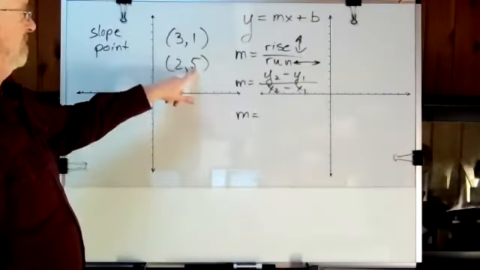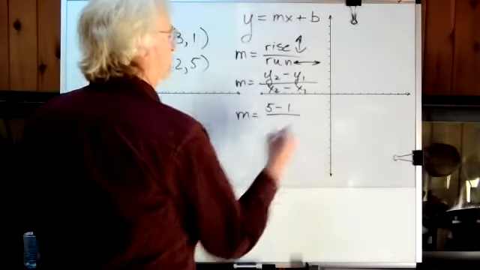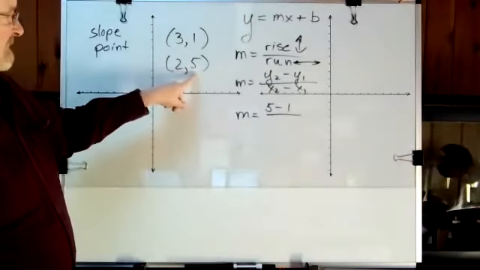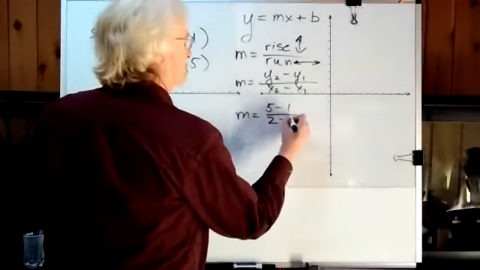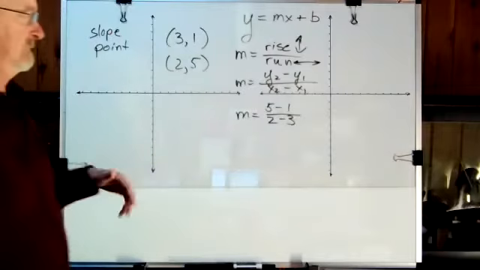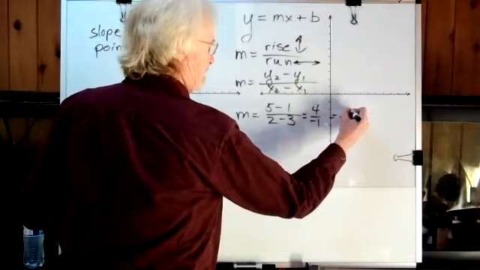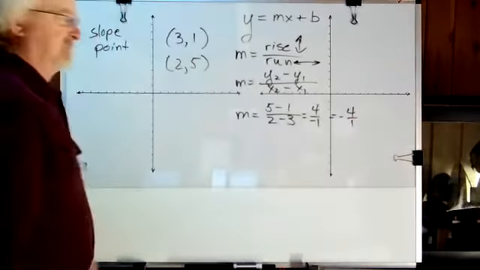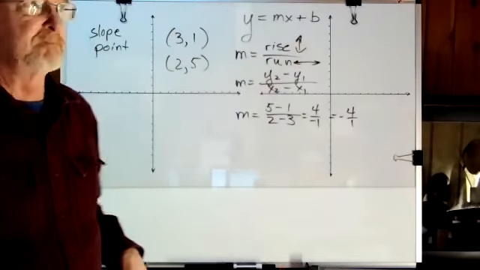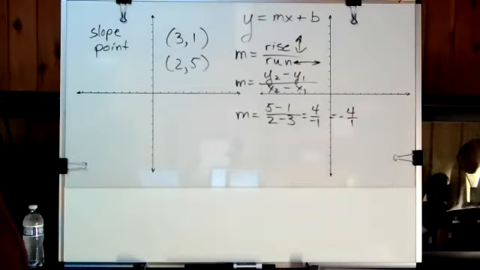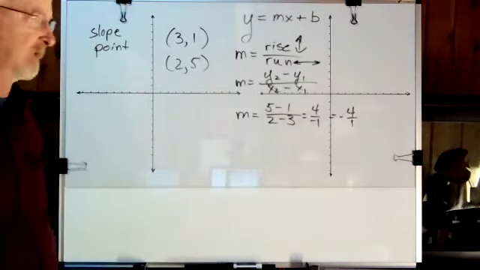Let's say 5 minus 1 for my y's. And since I started here, I'll have to say 2 minus 3 for my x's. Do the calculation. 4 over negative 1, I'd say negative 4 is my slope. And I like to write it as that fraction so I can still see the rise over the run when I use it. So that's the extra step. If I know 2 points but no slope, I have to calculate the slope first myself.